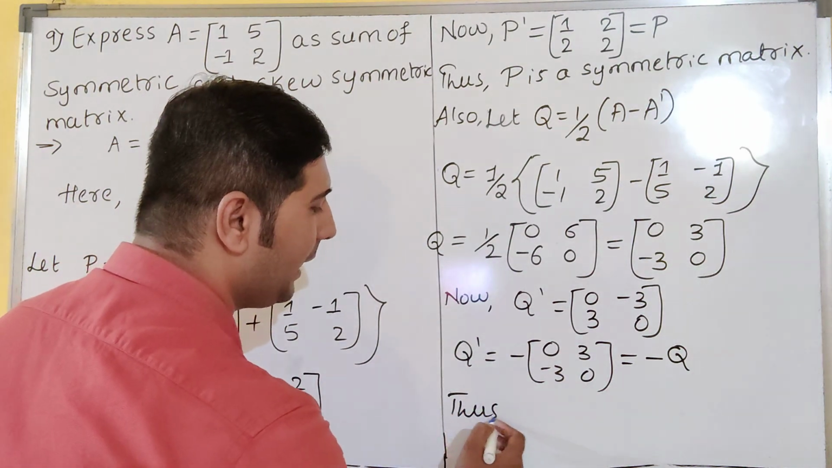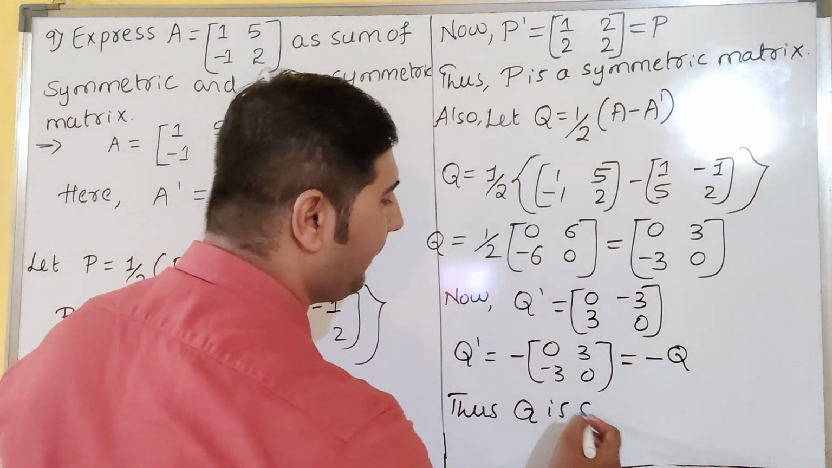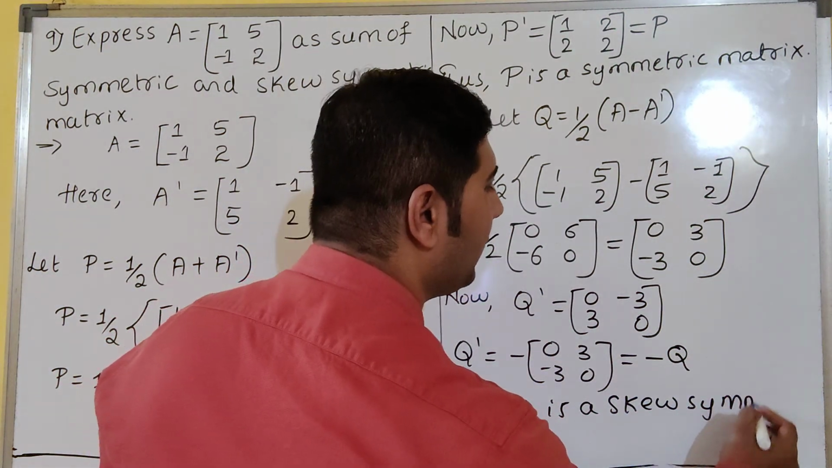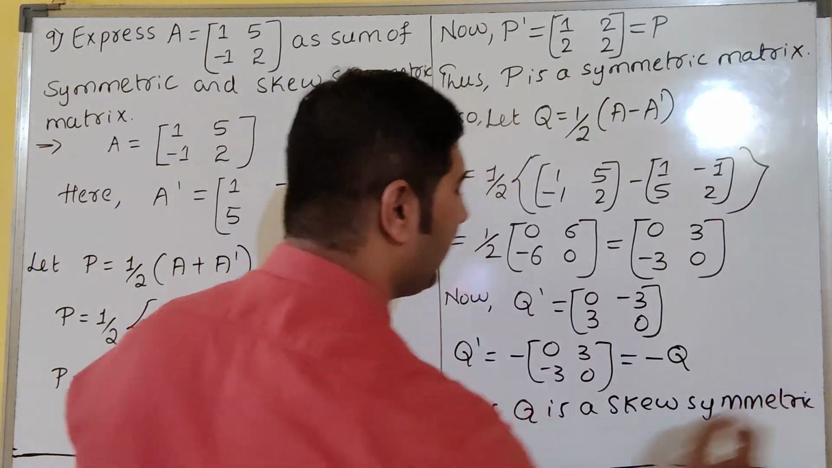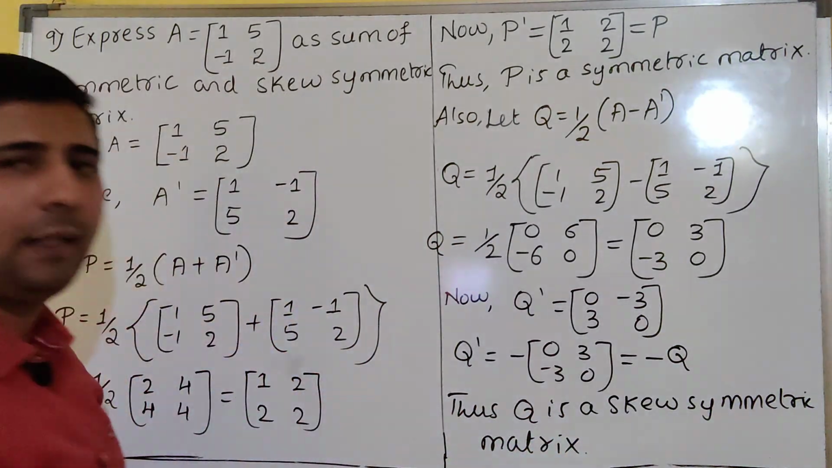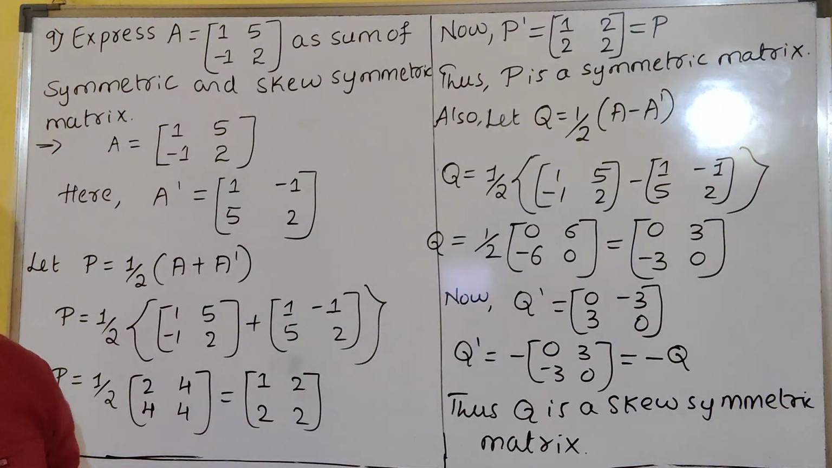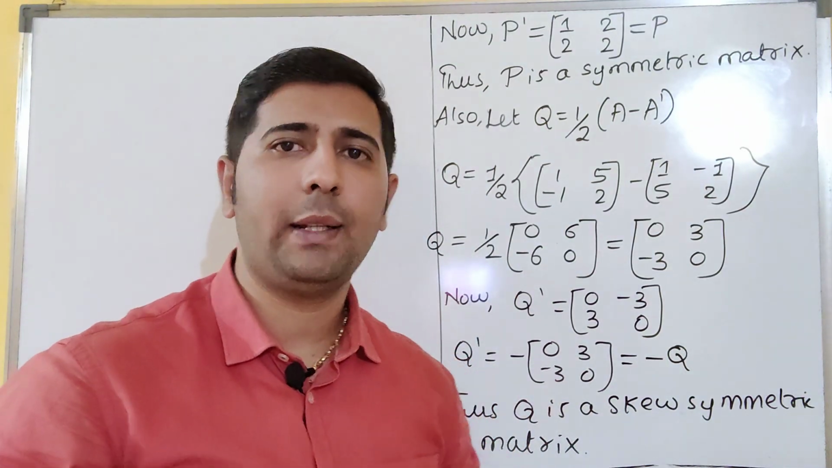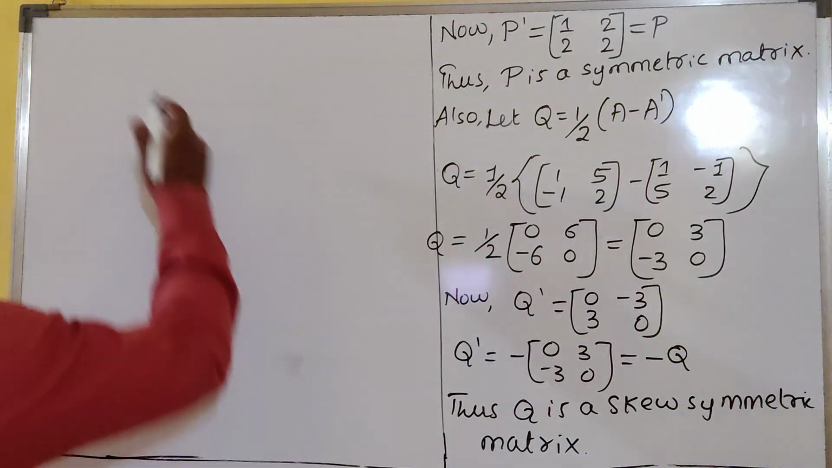Thus Q is a skew symmetric matrix. Clear? So please copy this. Let's continue the answer. I hope all of you have copied. Let us continue the answer.